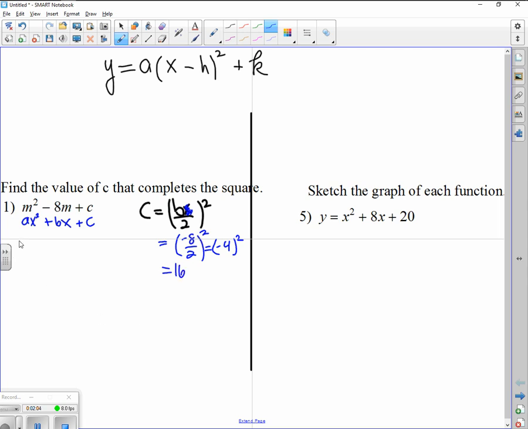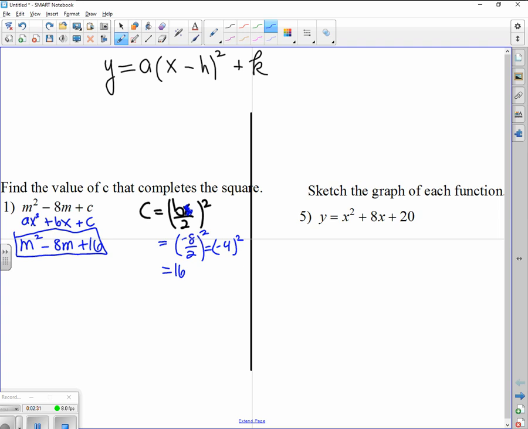So this equation becomes m squared minus 8m plus 16, and that is your answer. That's a c value that, when you put it in, you can complete the square. So the value that I needed was 16.